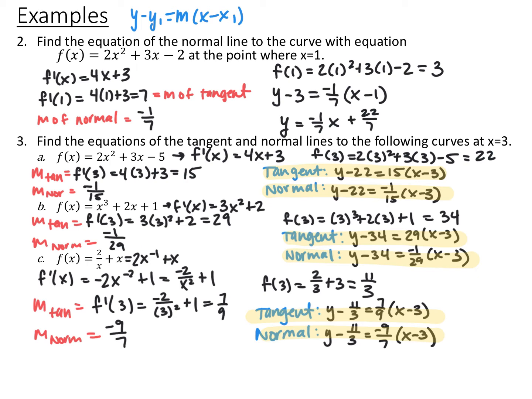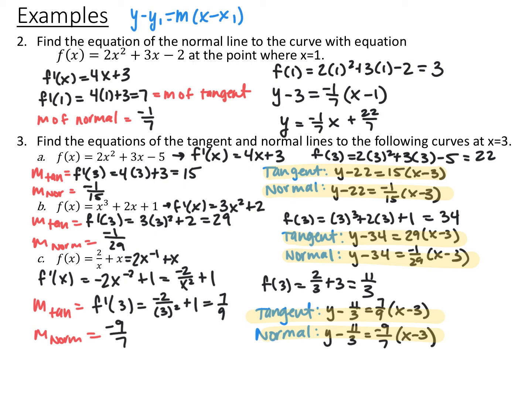So for part B, I found the derivative of f of x to be 3x squared plus 2. So then the slope of the tangent line would be f prime of 3, which ends up being 29. And the slope of the normal line would be the opposite reciprocal of the perpendicular slope, so negative 1 over 29. I also needed the y-coordinate at x equals 3, so I found f of 3 and got 3 cubed plus 2 times 3 plus 1, which is 34. So then your tangent line is y minus 34 is equal to 29 times x minus 3, and your normal line is y minus 34 equals negative 1 over 29 times x minus 3.